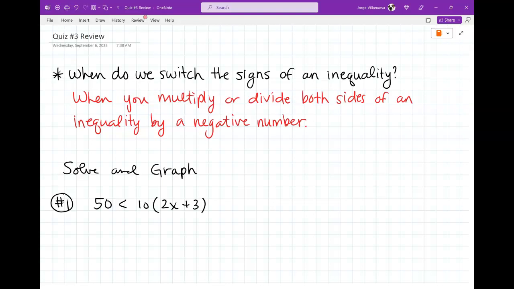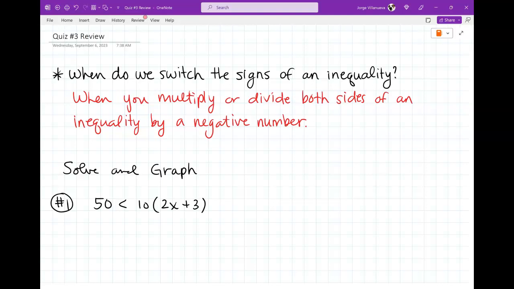So you don't have to do any work on that problem when you guys see that on your quiz tomorrow. Just write it out. It doesn't have to be stated exactly like this, but as long as you mention that you multiply or divide by a negative on both sides. Okay? That's what we're looking for.